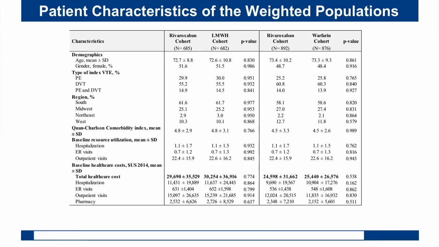As you can see from this table, the groups of patients were well balanced according to what type of VTE they had, age and gender, and their comorbidities, as well as healthcare costs prior to the diagnosis of their venous thromboembolism.